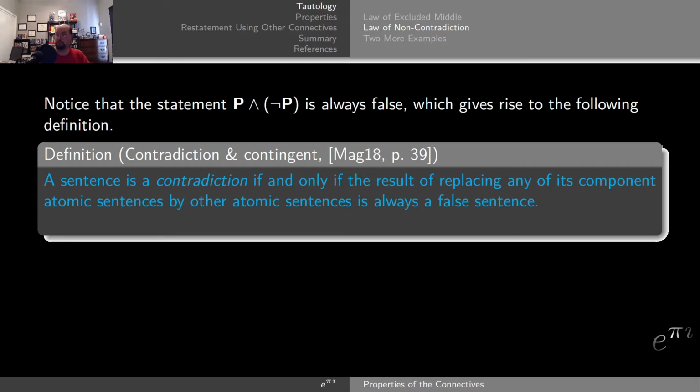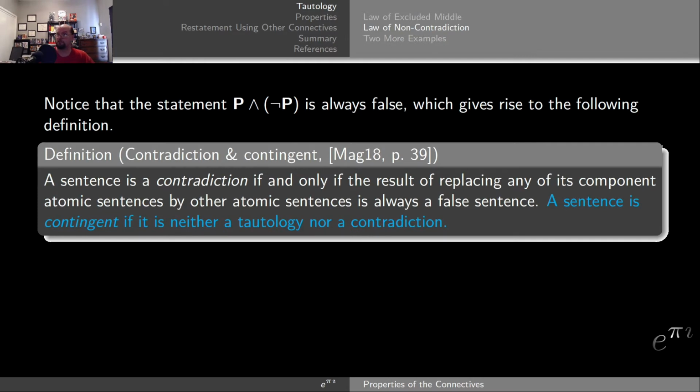Well, then you're contingent or dependent on the situation. A sentence is contingent if it is neither tautology nor contradiction. It's true some of the time and false some of the time. So it's situation dependent. These are the ones that you have to pay much more close attention to because they're not always one or the other.